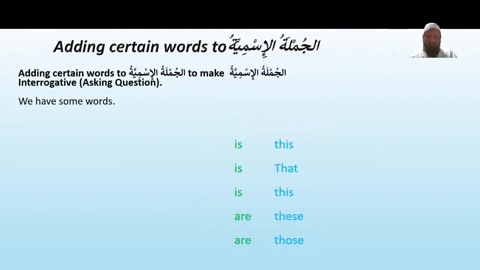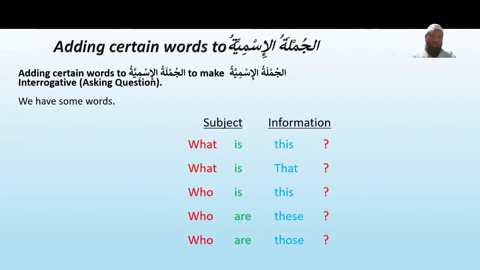We also can have some other words. Is this? Is that? Is this? Are these? Are those? Again, we can have some question words. What? What is this? What is that? Who is this? Who are these? Who are those? So different ways of making jumla ismiya a question jumla or interrogative jumla. So this is what we're going to learn today.